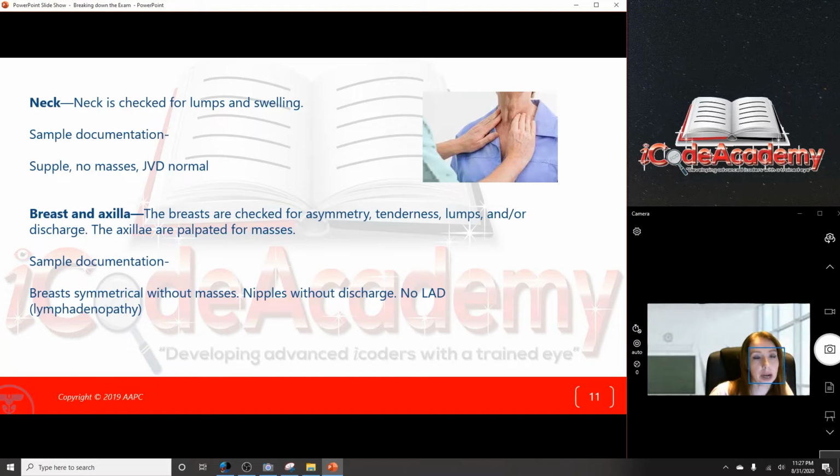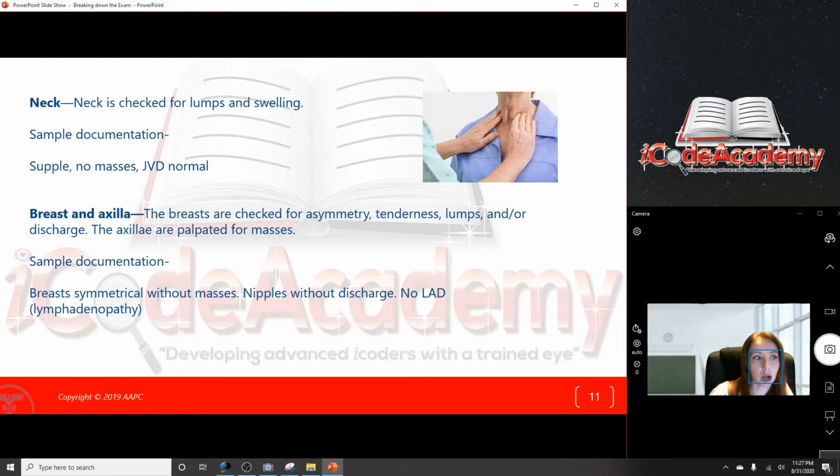All right, let's talk about the neck. Let's think about that. Neck. Was that a body area or an organ system under the 1995 guidelines? So neck is going to be a body area. So we're kind of flipping back to the other side now. So neck, provider typically checking for any lumps or overall swelling. Documentation could note that the neck is supple and there are no masses present.